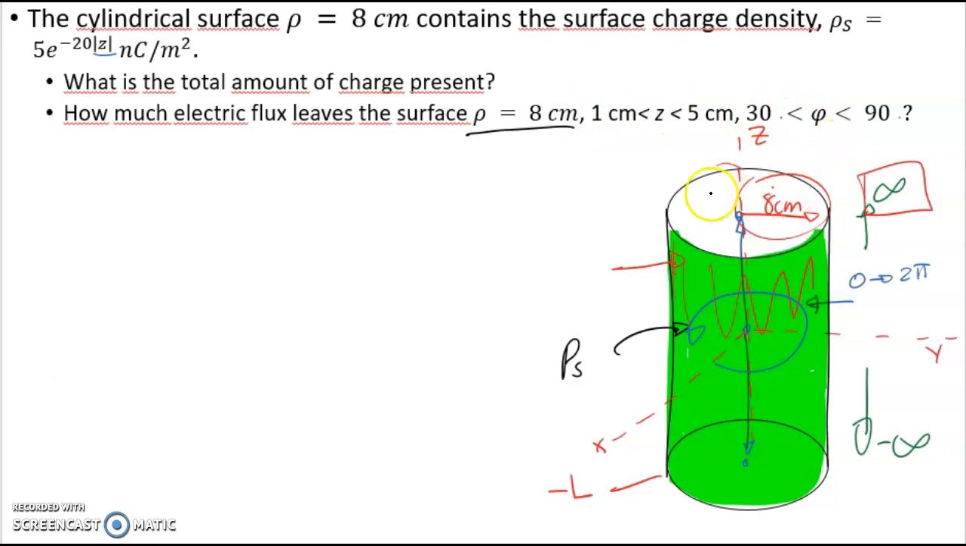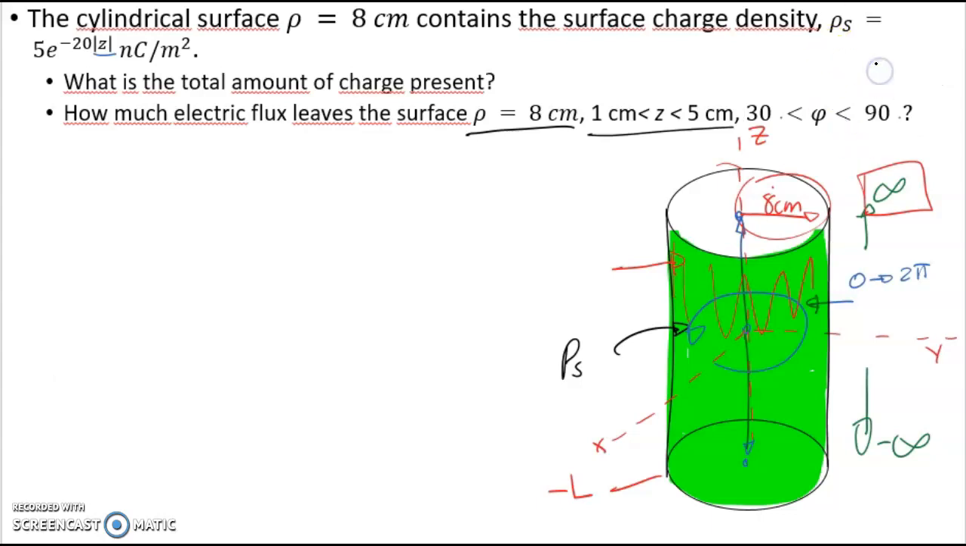Now, z is going to be constrained not from minus L to L or from minus infinity to infinity, but from 1 centimeter to 5 centimeters. And phi is going to be constrained by angles between 30 and 90 degrees. So let's go to it.